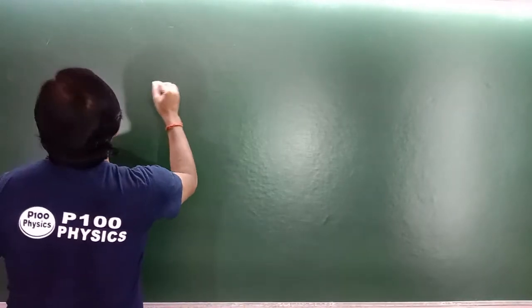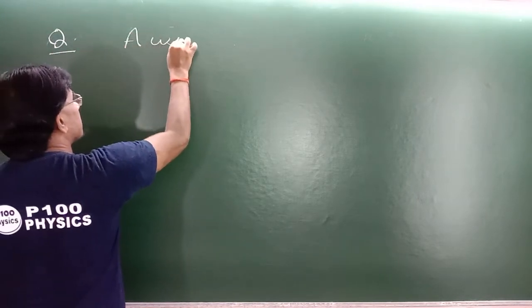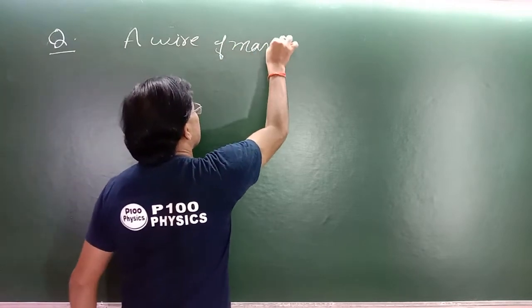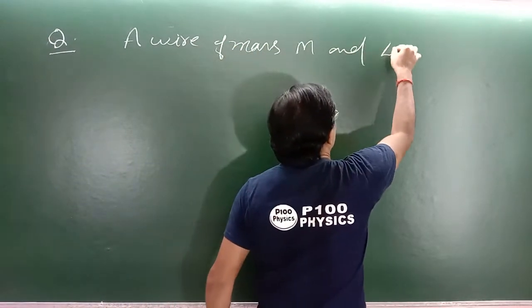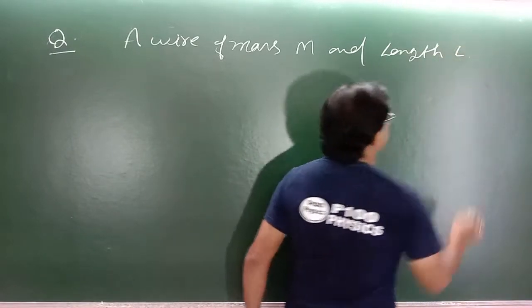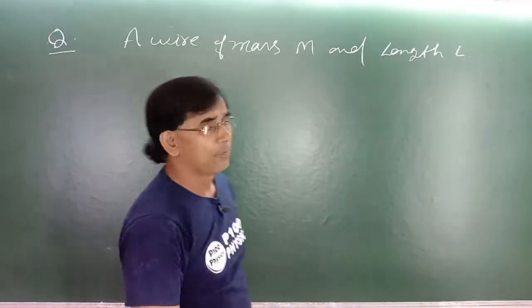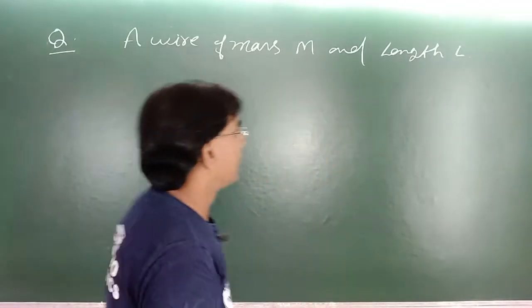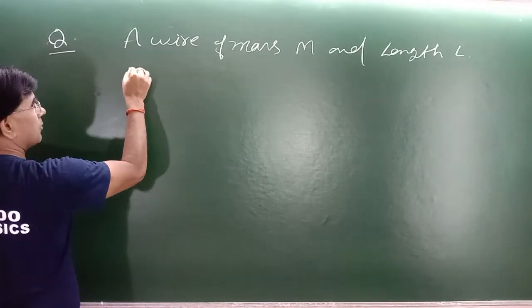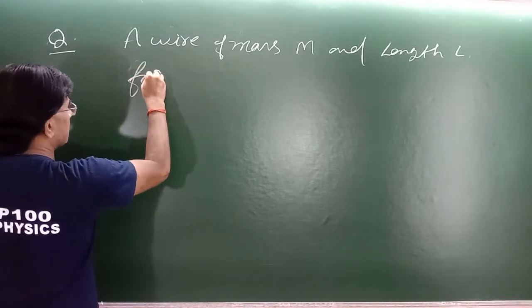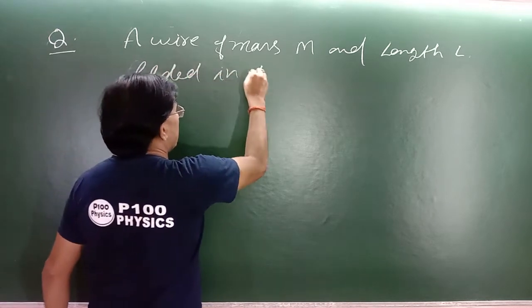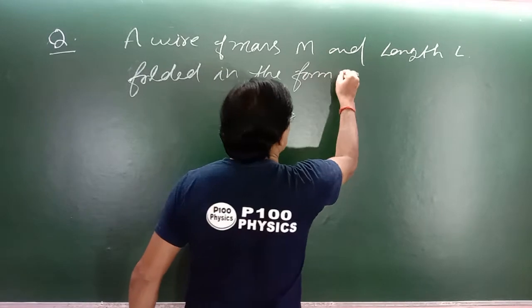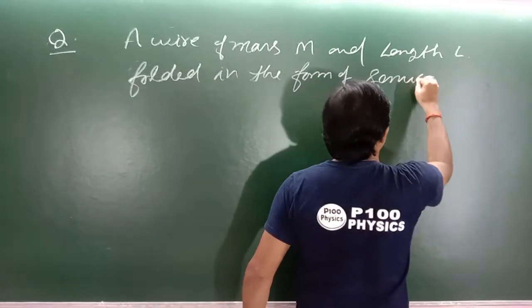The remaining part of the numericals, okay, come to the point. Write the question: a wire of mass m and length L is folded in the form of a semicircle.